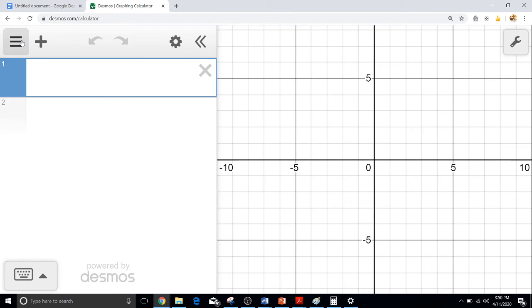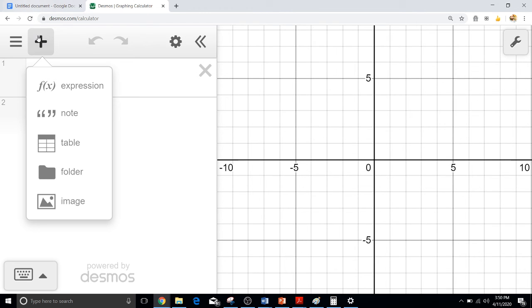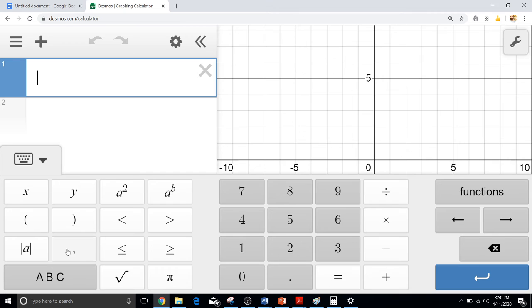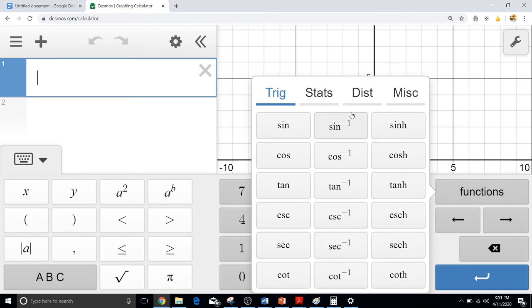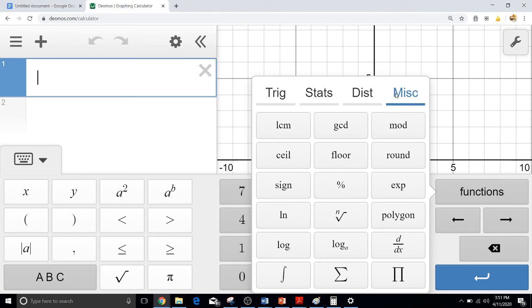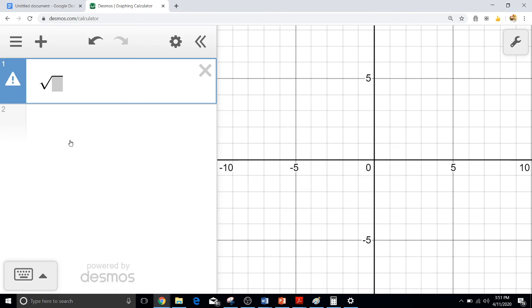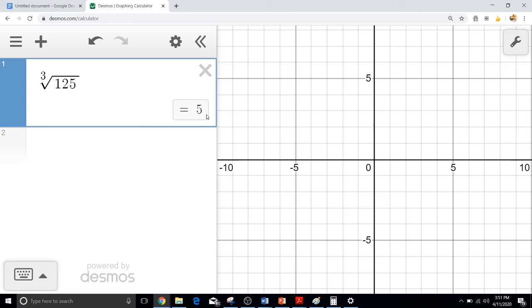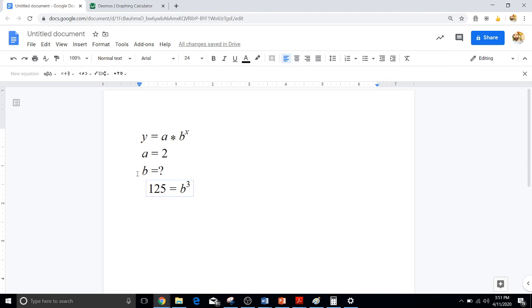So for Desmos, we are going to open up our little typing calculator area here. We are going to go over to functions. We are going to go to miscellaneous, and we're going to do n-th root. So that's this button right over here. Okay, well, we're going to have to tell it what type of root we want. We want a cube root, and we wanted to find the cube root of 125, which gives us our answer of 5.